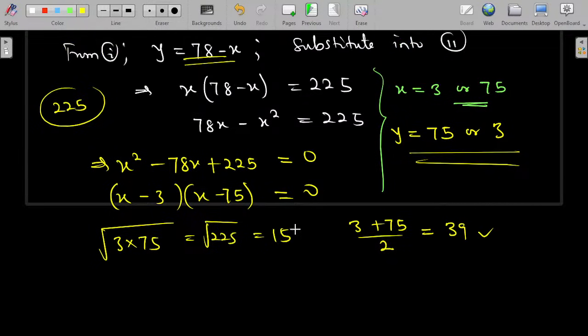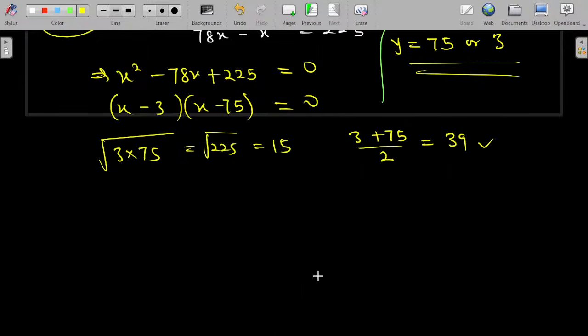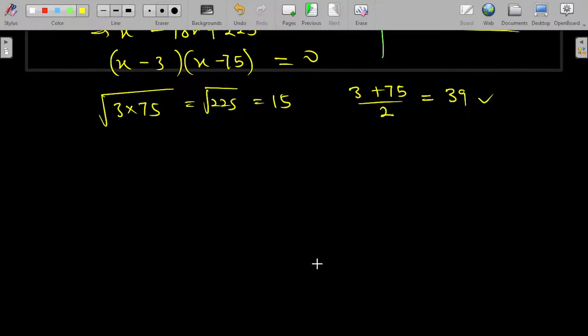So the geometric mean of the two numbers is also 15, as was given. All right, so that is the solution to number 4. And so we journey to number 5 now. Number 5 is beautiful.